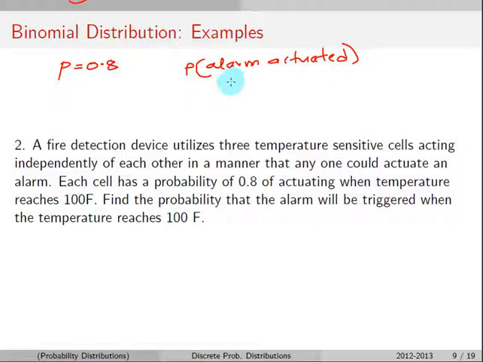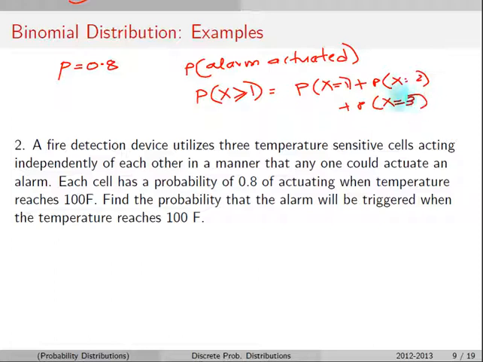And the alarm is actuated when at least one actuates, or can I say the probability that x is greater than or equal to 1, which means I can either do the probability that x equals 1 plus the probability that x equals 2 plus the probability that x equals 3. So this is one way of looking at it. Or the other easier way is 1 minus the probability that x equals 0, or in other words, you're trying to find the probability that there is no alarm, and 1 minus that would tell you how many cells have actually functioned. So you can do it this way as well.